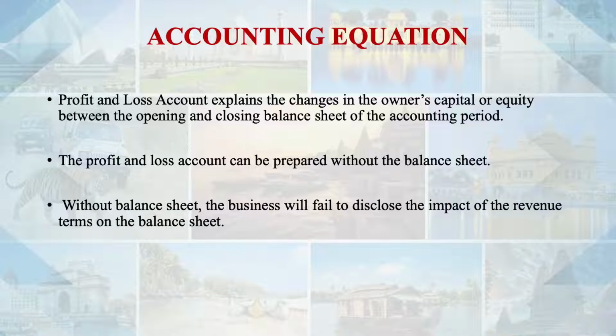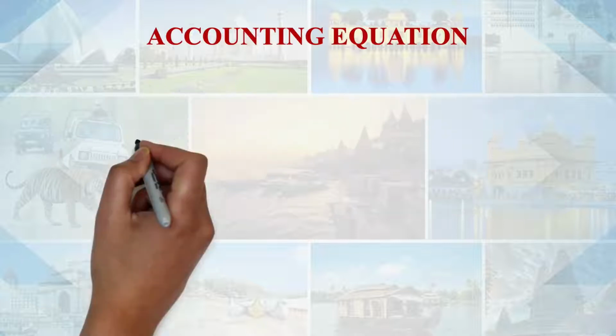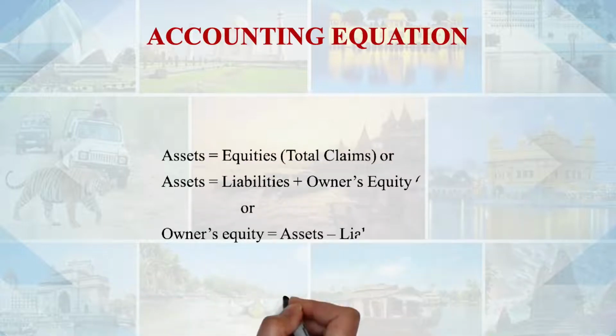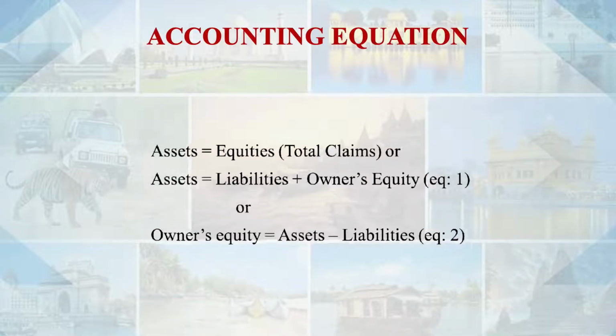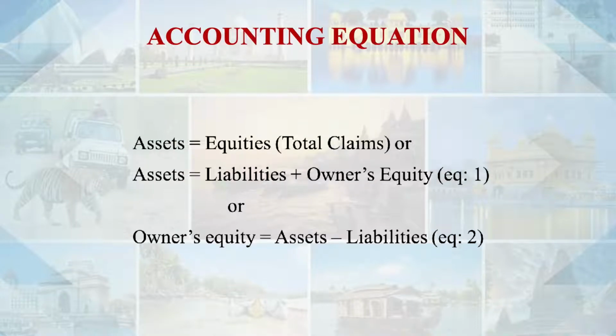The balance sheet is definitely going to show you the impact of revenues, the impact of income, on your assets and liabilities. I think we remember what the accounting equation is. The accounting equation is that assets are equal to equities. That is, assets are equal to liabilities plus owner's equity. Anything which belongs to the owner is owner's equity. Can we write it another way? Owner's equity is assets minus liabilities. So if we know two of these values, we can easily find the third. This is a very easy representation of our accounting equation.